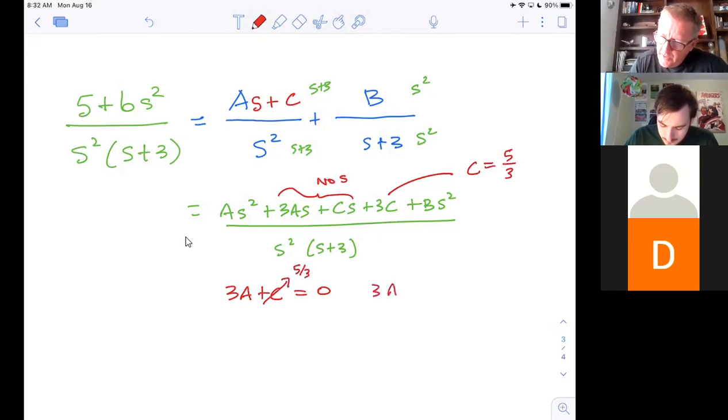So that would mean 3A is negative 5/3, and that would divide by 3, and A would have to be negative 5/9. Any bells ringing in your mind? Hey, didn't we have an answer like that? Yeah, we've seen those before. 5/9. We saw that before.